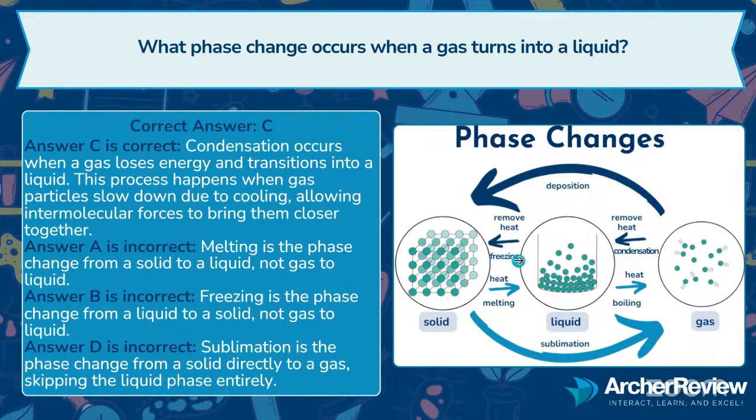Answer D, sublimation. Now remember, we had two processes, sublimation and deposition, and these were where we kind of skip a phase. So sublimation was where we were going from a solid to a gas. Deposition is where we're going from a gas to a solid.